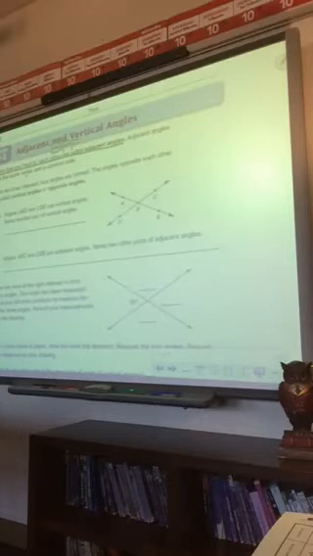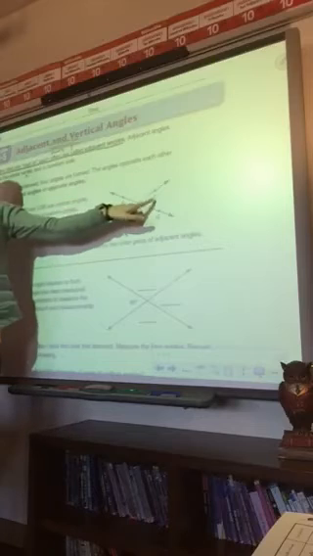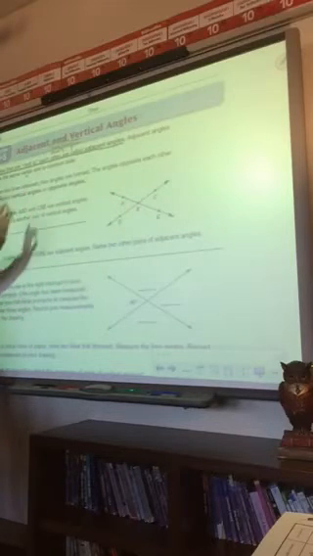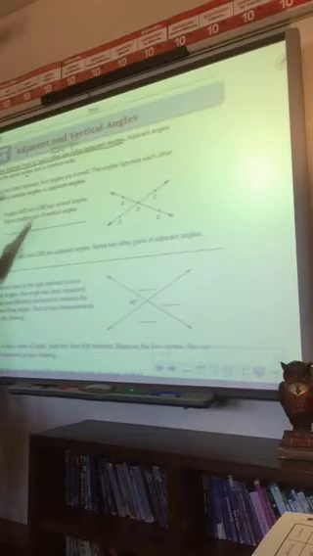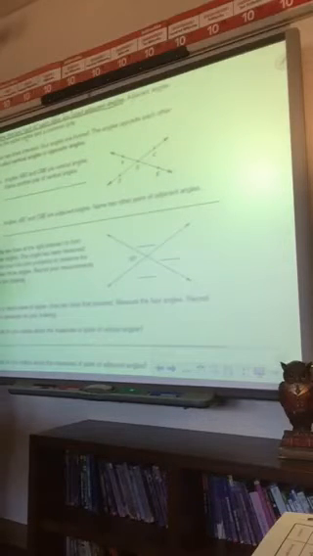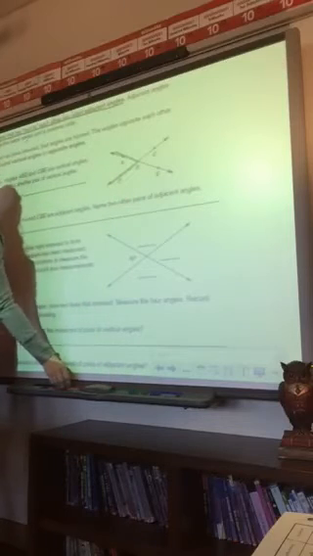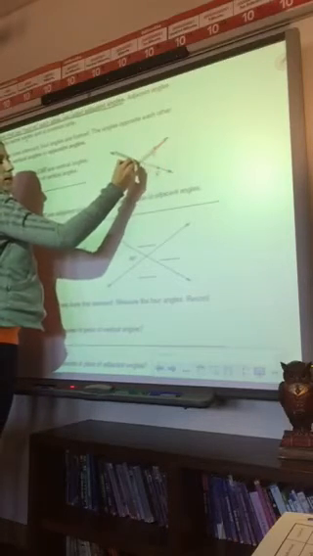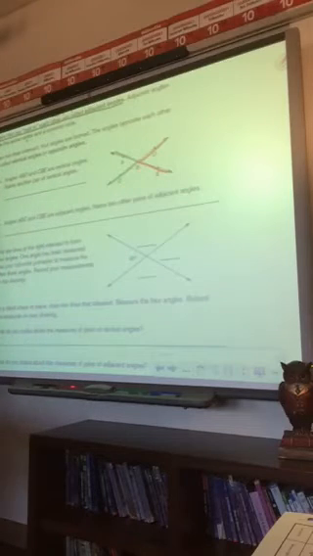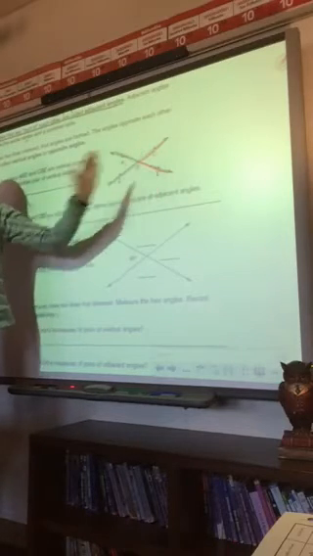Okay? When two lines intersect, cross, 4 angles are formed, right? 1, 2, 3, 4. Okay? The angles opposite each other are called either a vertical angle or an opposite angle. They mean the same thing. Okay, so number 1 says angles ABD, so ABD, and angle CBE are vertical. They're across from each other, right?